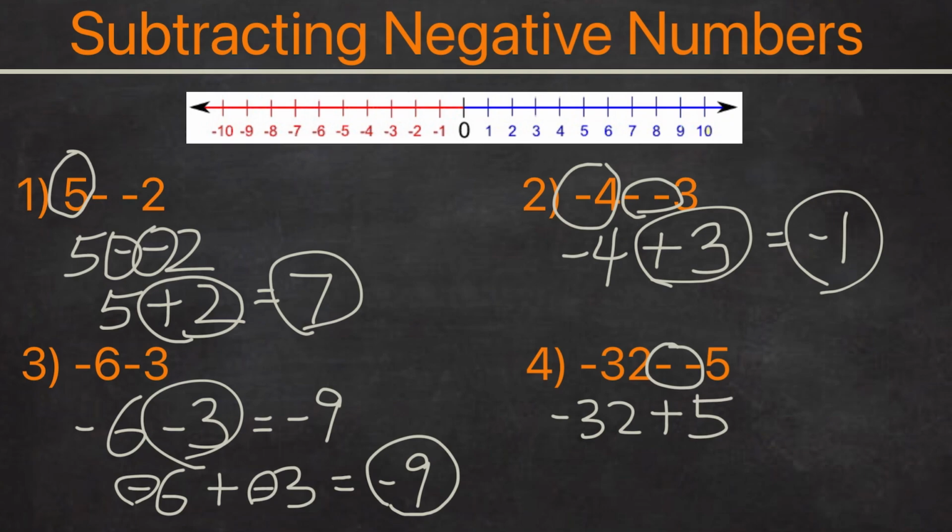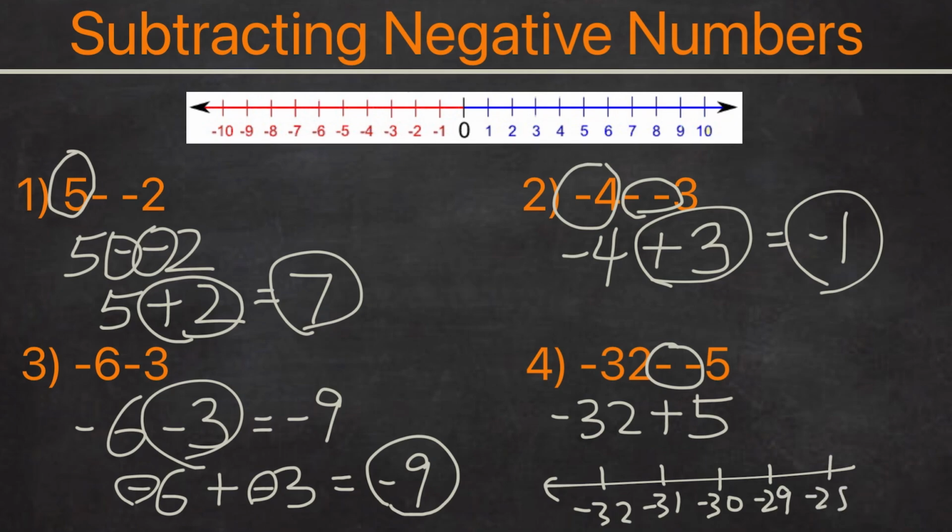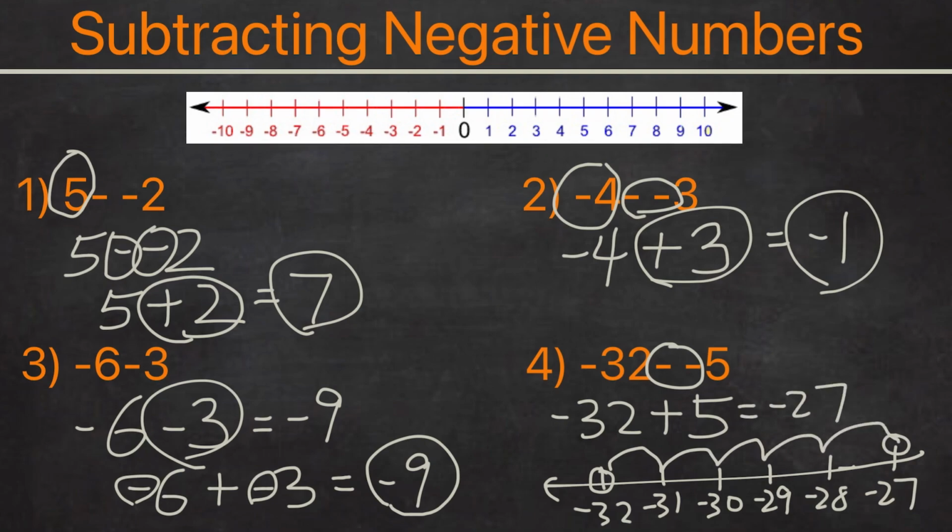Although we don't have the number chart to indicate where negative 32 is, you could visualize it like this. If you have a negative 32, you will have negative 31, negative 30, negative 29, negative 28. That's not long enough, so adding more. So if our starting point is here, we go 1, 2, 3, 4, 5. And our answer would be negative 27. So negative 27 would be the answer for number 4.